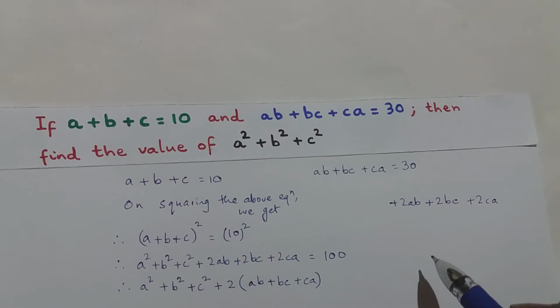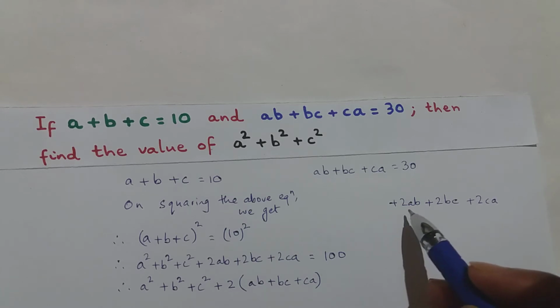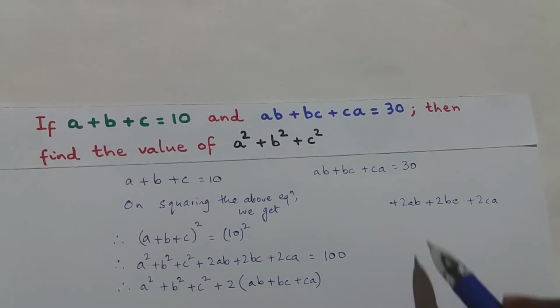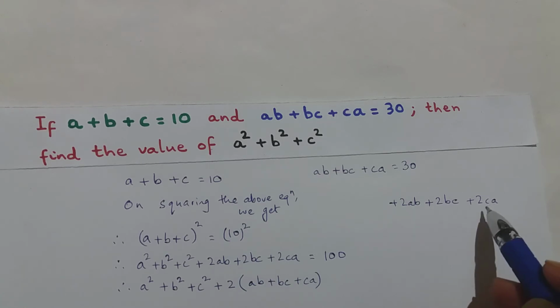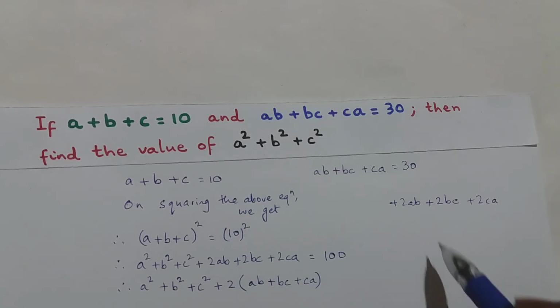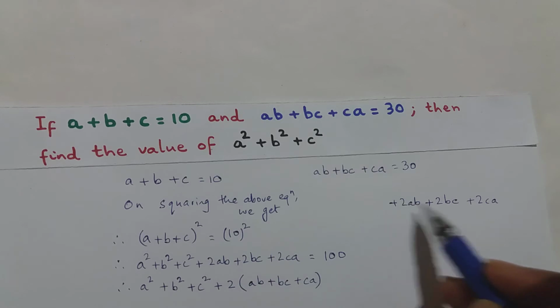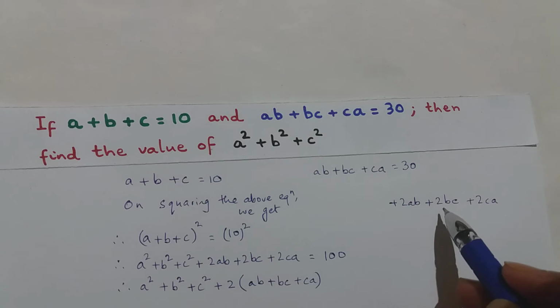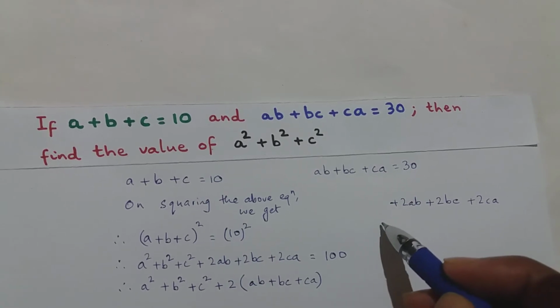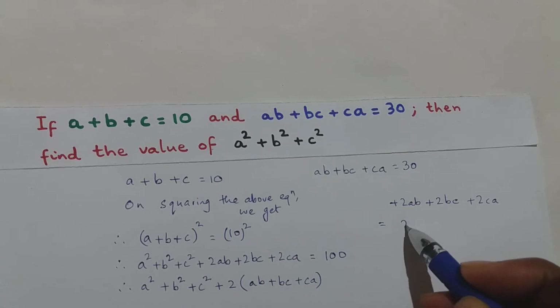So we have 3 terms in this expression. Now what is the common factor that is present in all the 3 terms? That is 2. 2 is the common factor that is present in all the 3 terms. So what I will do is I will take 2 outside.